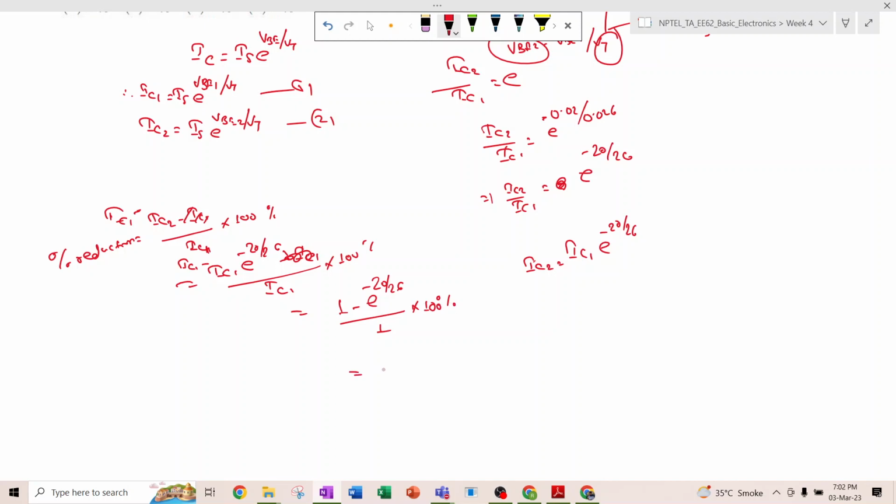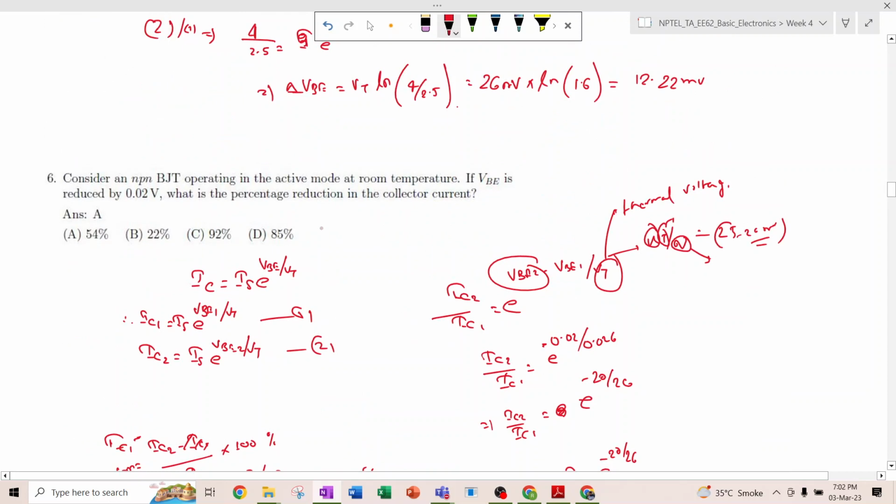So this is 1 minus, let's see, e to the power minus 20 divided by 26, that is 0.463, into 100%, so it will be 53.7%, right? 0.537, yes. So it is close to 54% or 53.7%. This is the percentage reduction in the collector current, 54%.